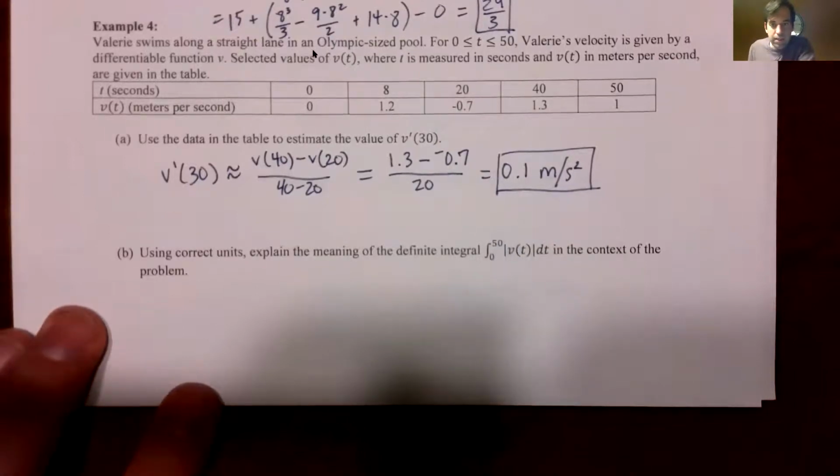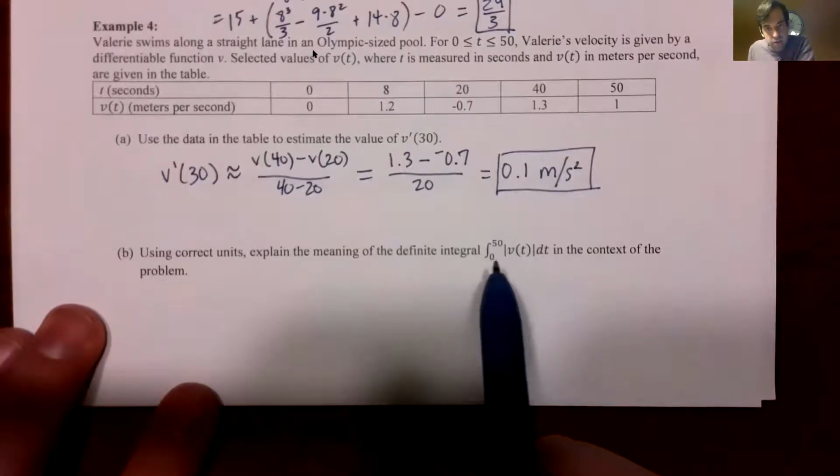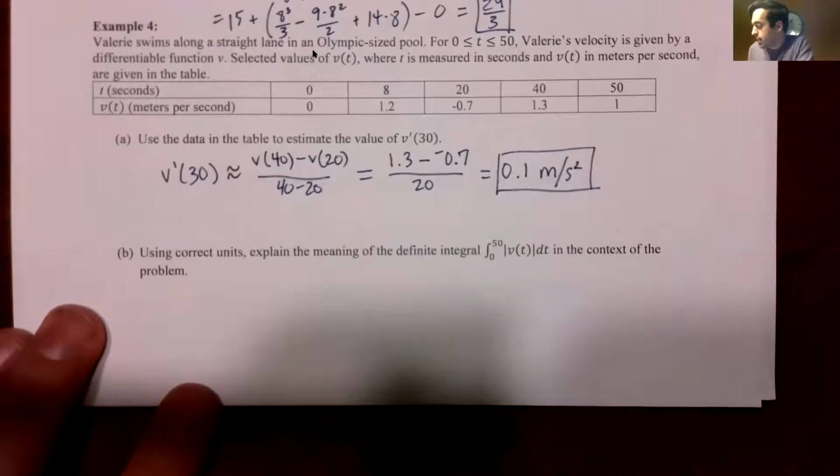Letter B, using correct units, explain the meaning of the definite integral from 0 to 50 of the absolute value of v of t dt in the context of the problem. So if you're tracking with us here, we've been using the absolute value of velocity a lot in these examples, and it always means the same thing. It means the total distance traveled.